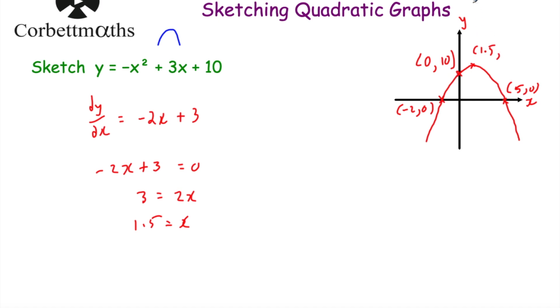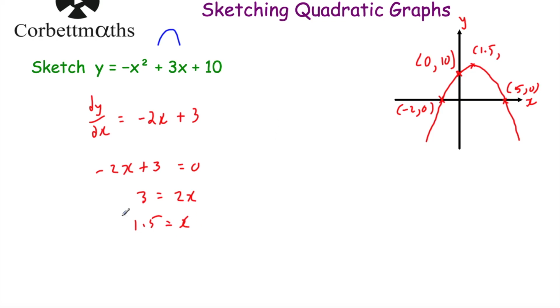And again, that makes sense because the graph is symmetrical. We've got negative 2 and 5, and the midpoint of negative 2 and 5 would be 1.5, so that's why that would be 1.5 there. Okay, so we've now found that. And also remember that the questions will ask you to use calculus to find the coordinates of that turning point, so you do need to be able to differentiate this and work that out.